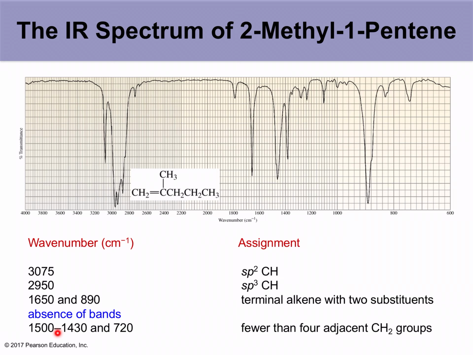Okay. And then the absence of bands, and then 1500 to 1430, that is this peak, and 720, that is this peak, meaning fewer than 4 adjacent CH2 groups. We have 2 CH2 groups again. So these last two, if you don't figure that out, that's okay. But if you can see this sp2 carbon-hydrogen and sp3 carbon-hydrogen stretching, wonderful. Okay.